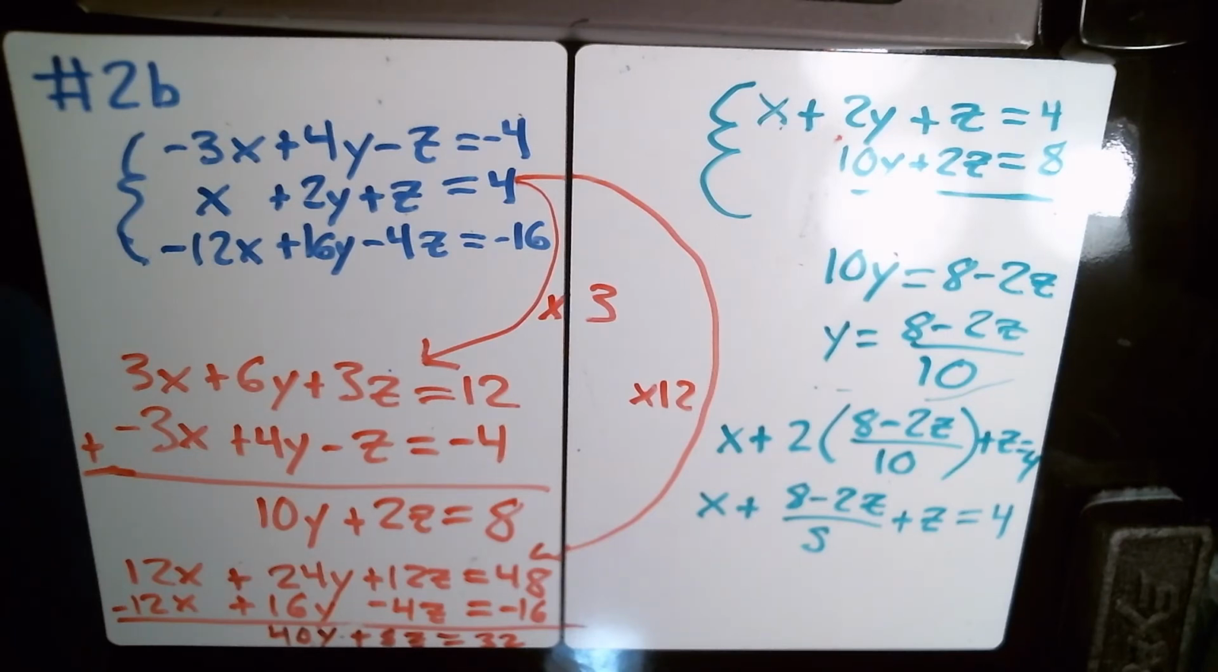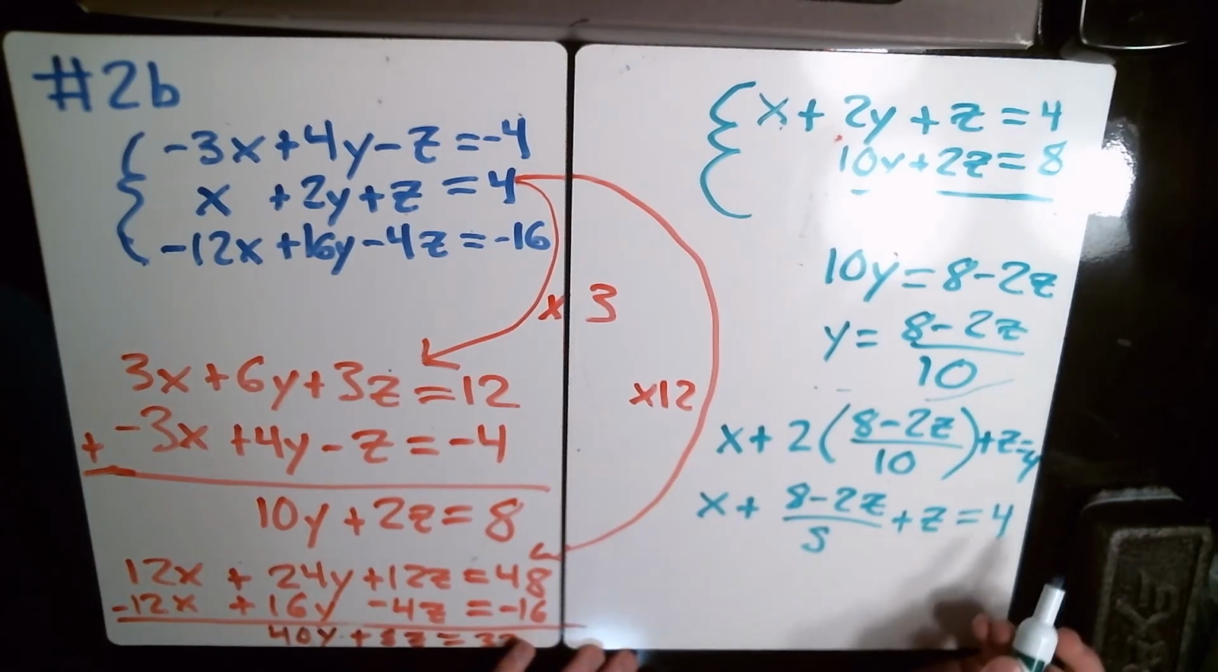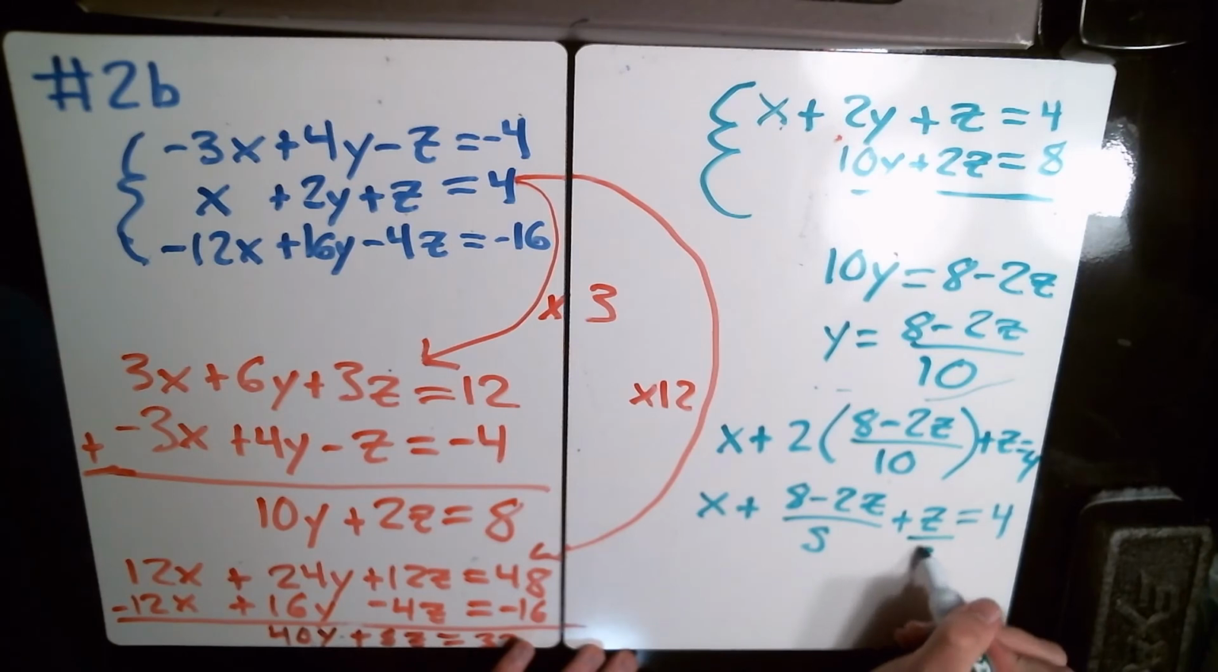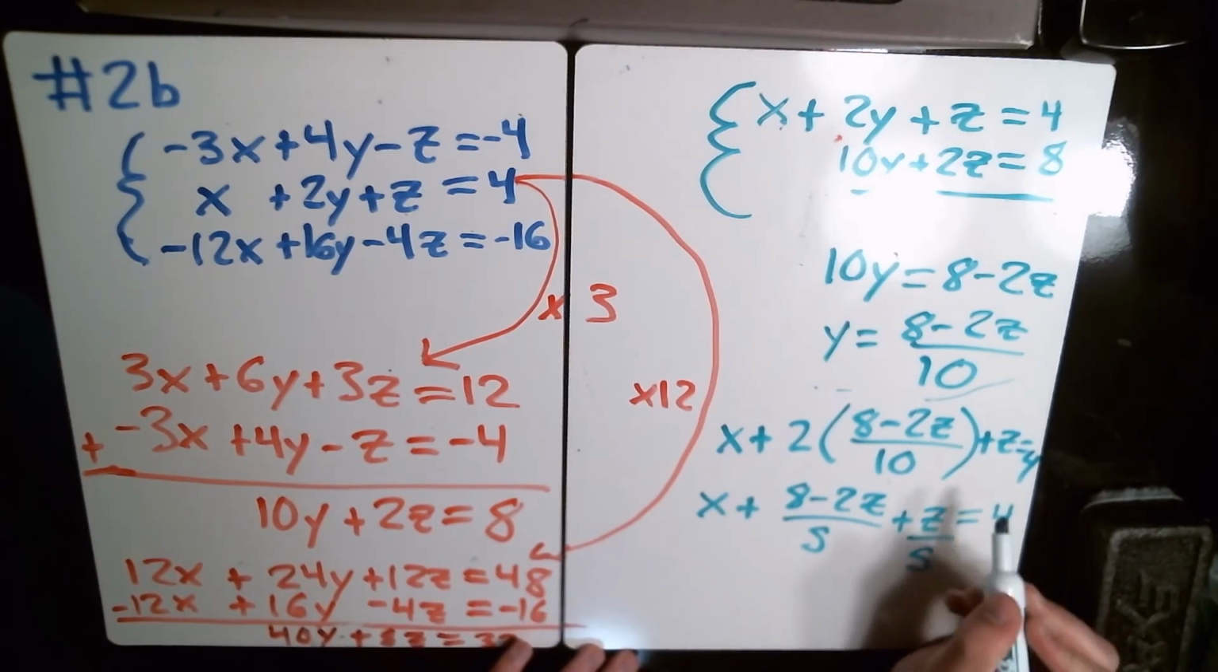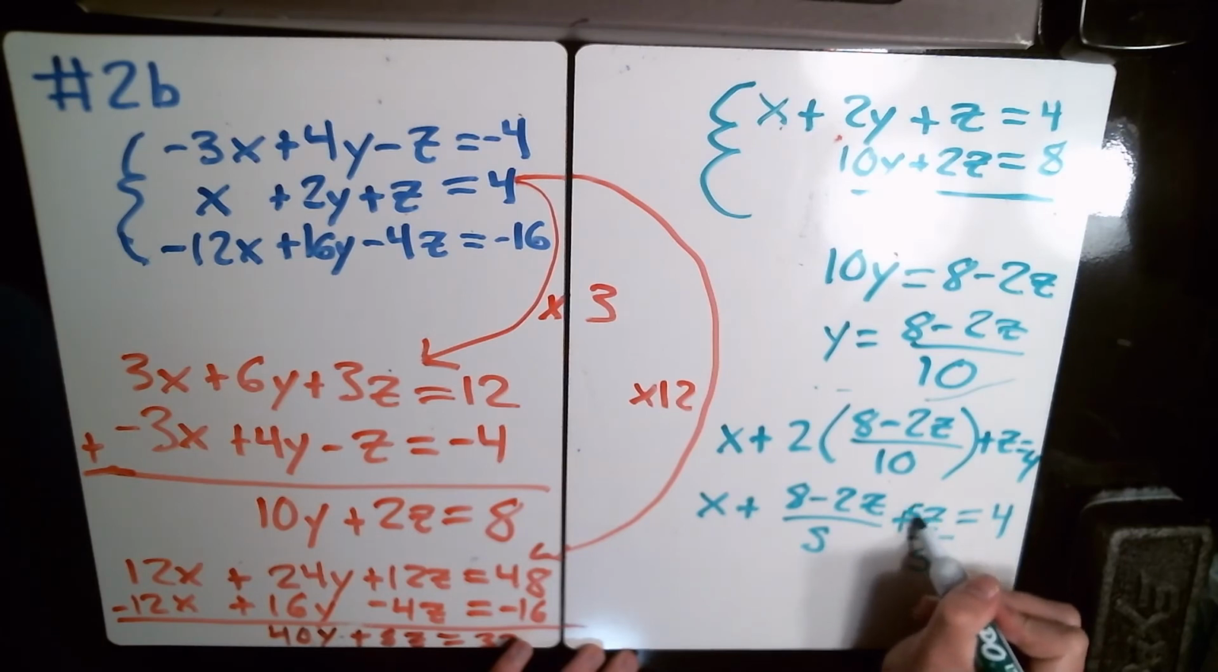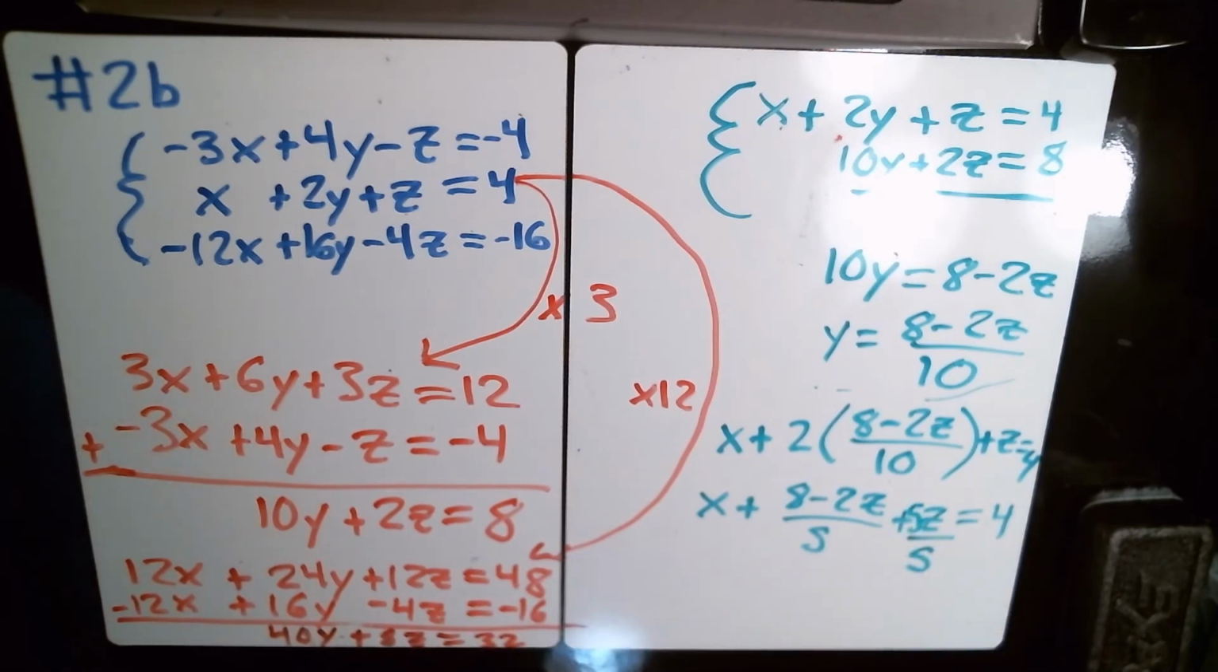Okay, well, so to add these fractions together, we need a common denominator. So I need a 5 down there, but I can't just do that. I've also got to times the top by 5. So I'm going to put 5z there. Okay. Then when I add these two, I get x plus, well, negative 2z plus 5z is 3z. So we get 8 plus 3z over 5 equals 4.